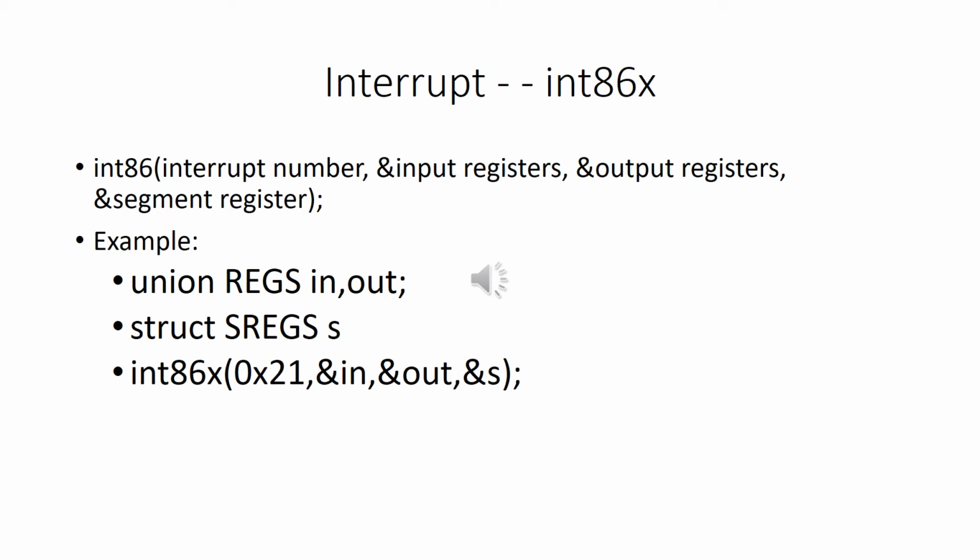Next instruction is int86x. This is similar to int86. The only difference is it has a 4th parameter, which is the address of the segment registers. So it has the interrupt number, address of input registers, address of output registers, and along with that, it has the address of segment registers. So declaration and usage is the same as that of int86.